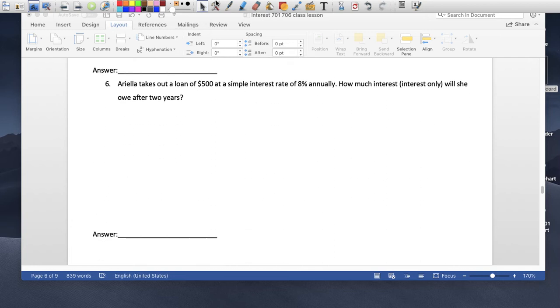Number 6, Ariella takes a loan. So again, I equals P times R times T. She takes a loan for $500 at a simple rate of 8% annually. How much interest will she owe after 2 years? Time is 2. Interest rate is 0.08. And what was the principal here? She didn't deposit, but she took out, so we can write that she took out. Principal works for when you put in money, deposit money, or take out money. In this case, she took out $500 from the bank.